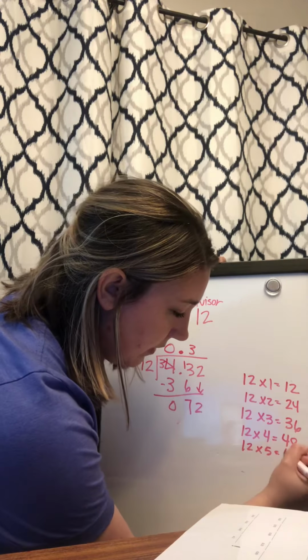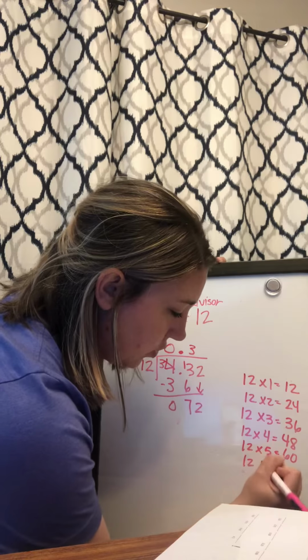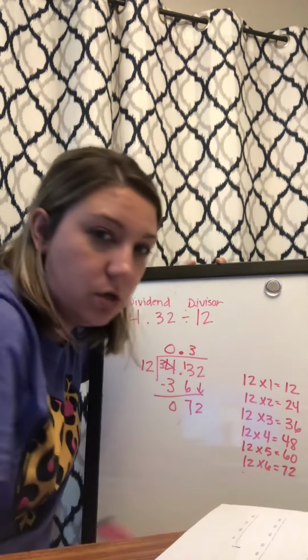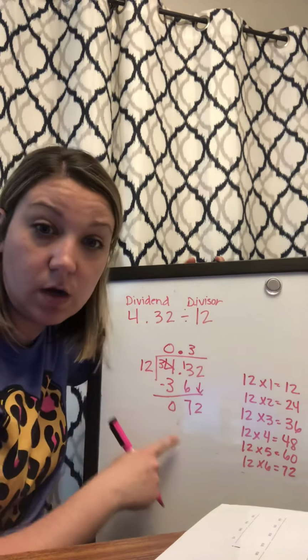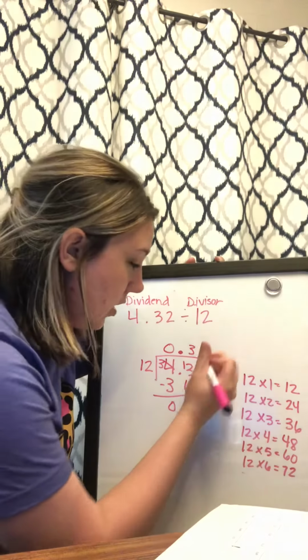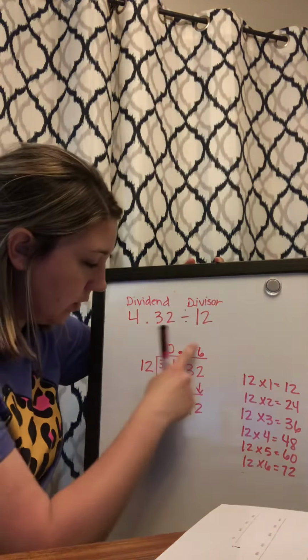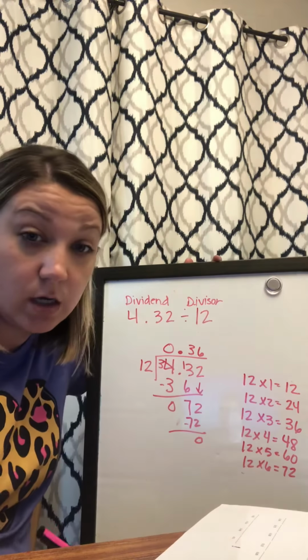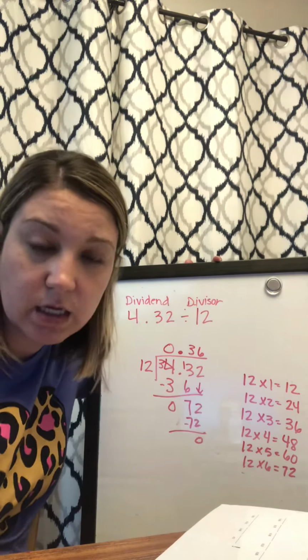12 times 5 is 60. 12 times 6 is, 6 times 2 is 12, 72. Okay, so how many times can 12 go into 72? It can go into it 6 times. 12 times 6 is 72. And my remainder is 0, so my answer is 36/100.